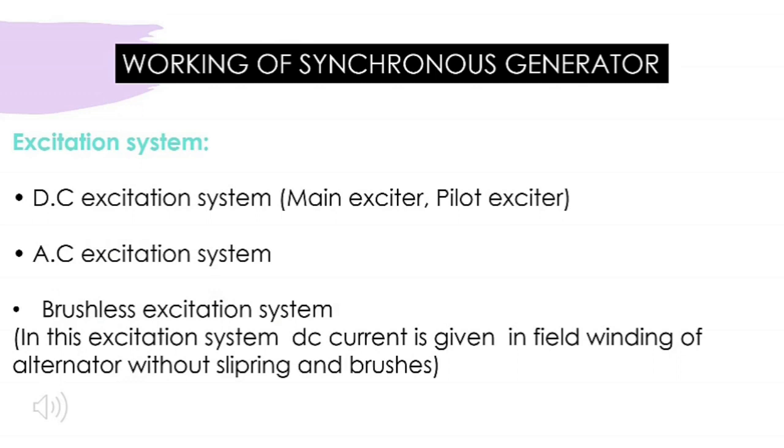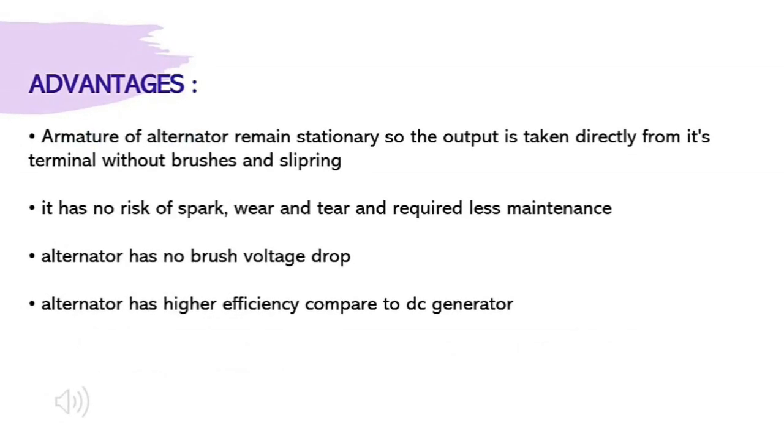It consists of three types of excitation system: DC excitation system, AC excitation system and brushless excitation system. In this brushless excitation system, DC current is given in field winding of alternator without slip rings and brushes. Advantages of this alternator: armature of alternator remains stationary, so the output is taken directly from its terminal without brushes and slip rings. It has no risk of spark, wear and tear and requires less maintenance.